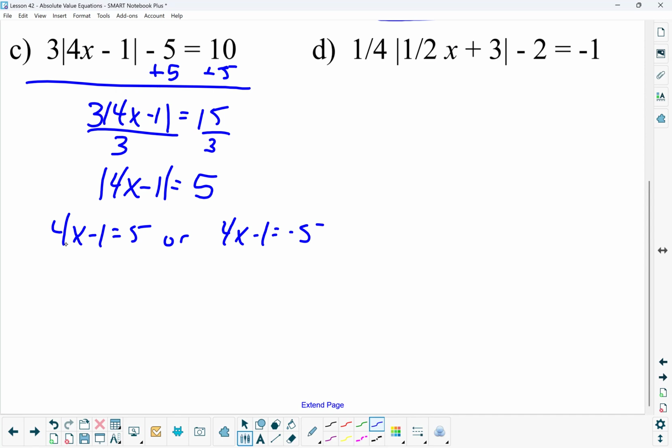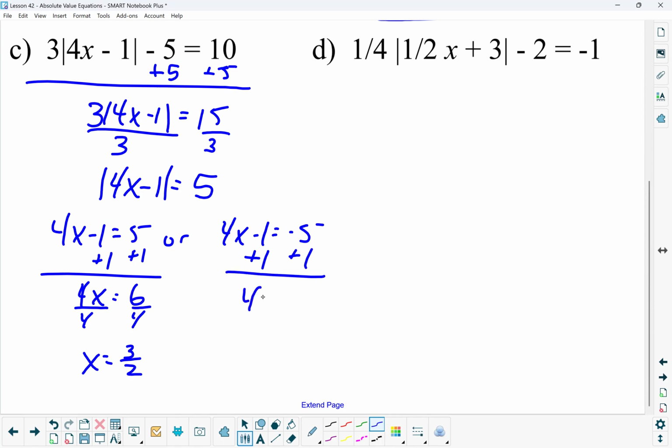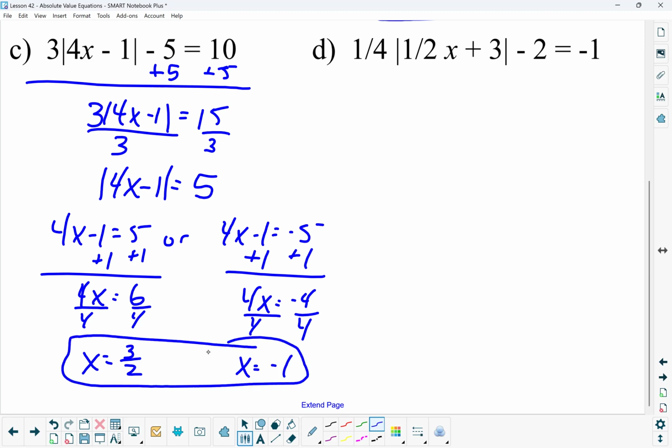On the first equation, I add 1 to both sides. 4x equals 6. Divide by 4. X equals 3 halves. The second equation, add 1 to both sides. 4x equals negative 4. Divide by 4. X equals negative 1. There are my two solutions.